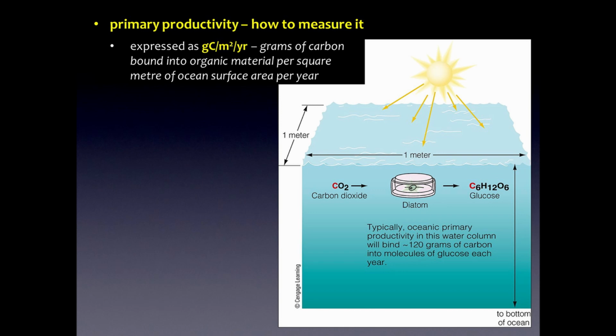If you look at the example here, we're looking at a one meter by one meter squared cube section of ocean. Within this ocean primary productivity, we're using diatoms, the chlorophyll within the cells of diatoms, to produce this energy through photosynthesis. We'll take about 120 grams of carbon and bind it into molecules of glucose each year. That's one organism, but think about the millions and millions of them within the water column. You can see how very quickly we can produce a large amount of energy.